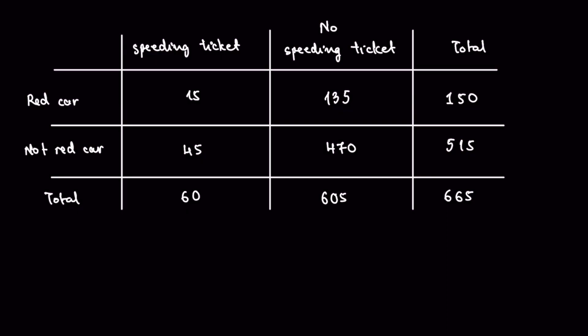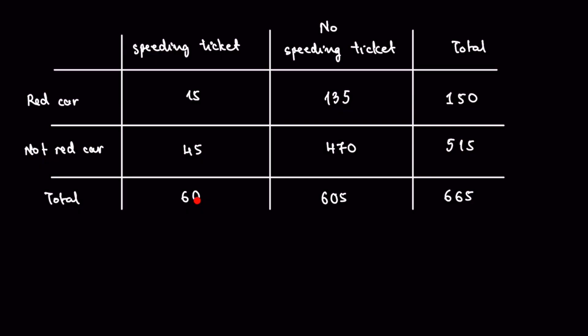So in this table, you have the following information. There are 15 people who got speeding tickets last year, and their car is red. There are 135 people who got no speeding tickets, and their car is red. In addition, there are 45 people who got a speeding ticket, but their car is not red. And there are 470 people who got no speeding ticket, and their car is not red.